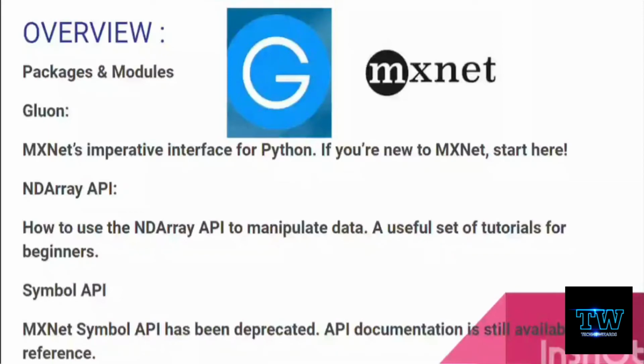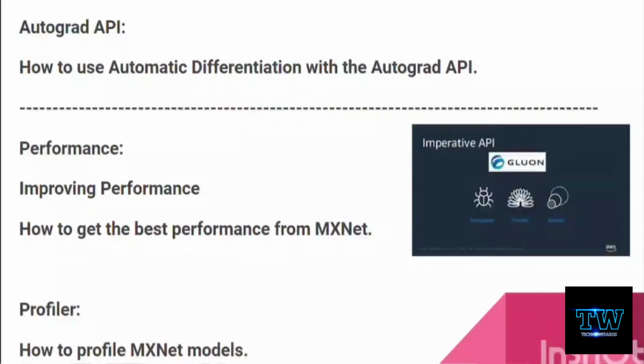I'm going to keep the explanation of all the APIs and packages short, because in the next part we will see the practical implementation of MXNet, so the theory is not much required. If you want to learn more, you can visit their official website. And then last is the Autograd API. How to use automatic differentiation with the Autograd API?